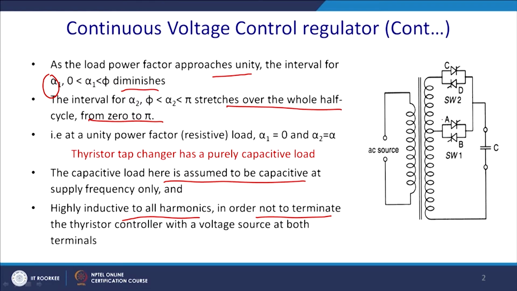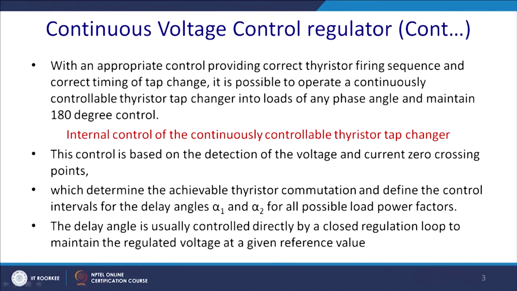This is the configuration. The upper thyristor of the half cycle will be named A, same as what we have done in the case of the inductive one, and lower is B, and upper is C and lower is D. So, what happened? With appropriate control, providing the correct thyristor firing sequence and correct timing of the tap change, it is possible to operate a continuously controllable thyristor tap changer into the load at any phase angle, and you can maintain the 180-degree control.